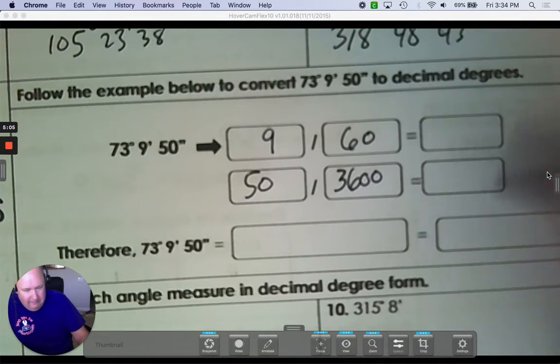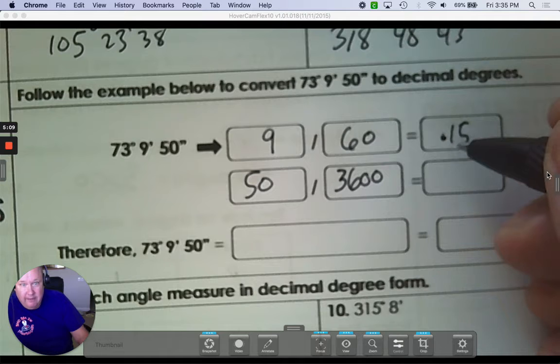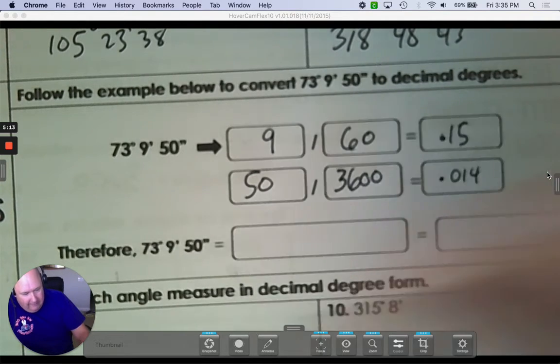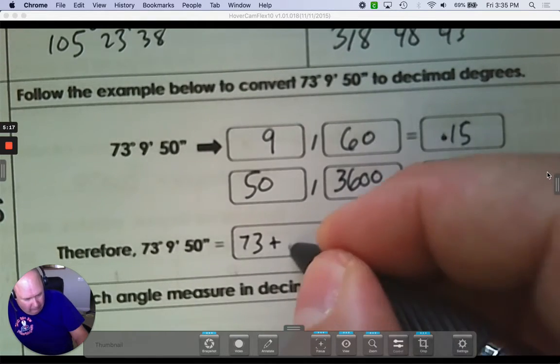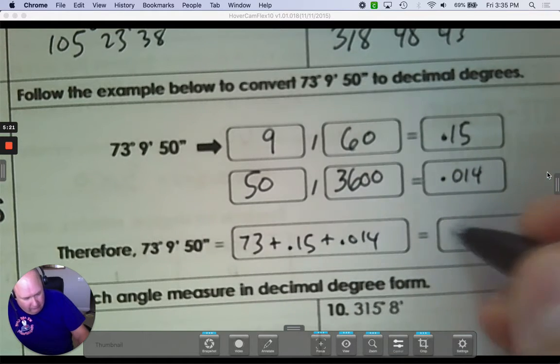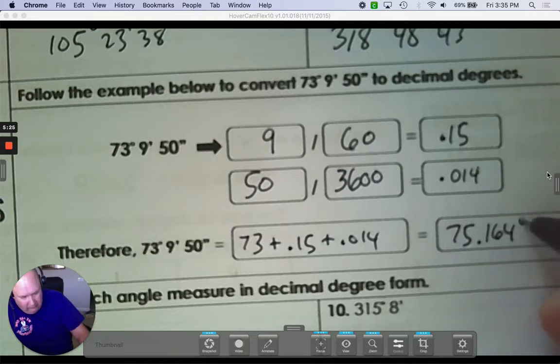So if I divide by 60, I get 0.15. 50 divided by 3,600 gives me 0.014. And then we add it up. So you're adding 73 plus 0.15 plus 0.014. So put it all together and you get 75.164 degrees. So that's what we're doing to convert the other direction.